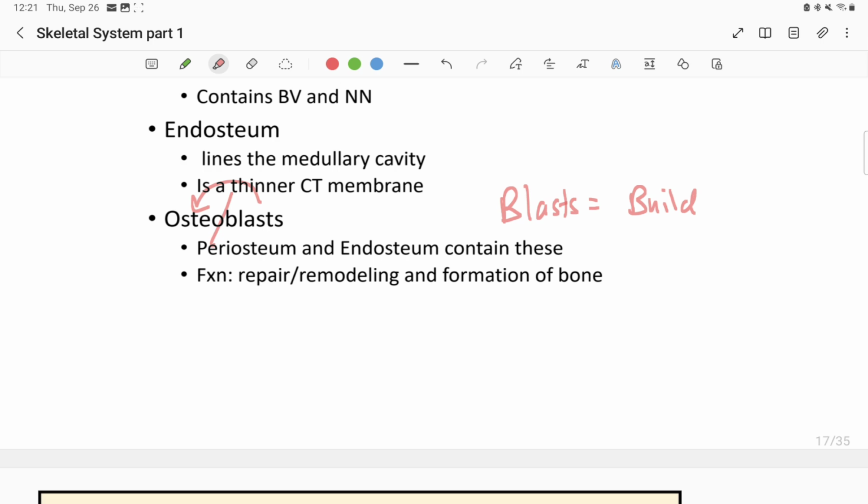The opposite of osteoblast is an osteoclast. Clast breaks down. Since clast is attached to the word osteo, it's going to break down bone. So osteoblast does repair and remodeling, and osteoclast will break down.